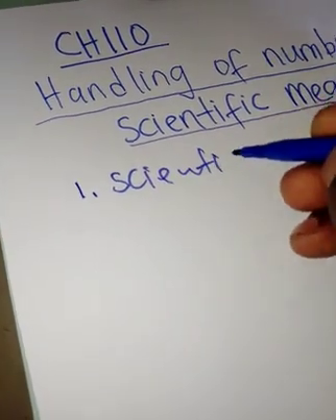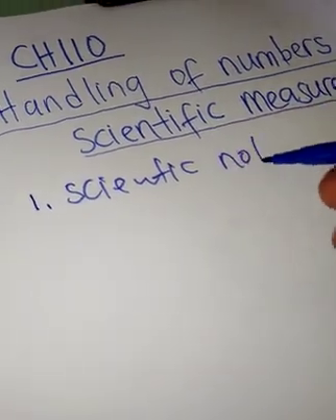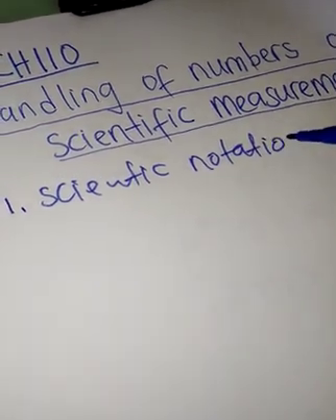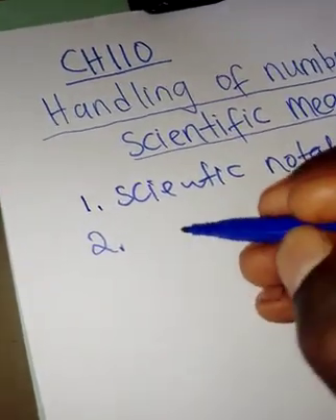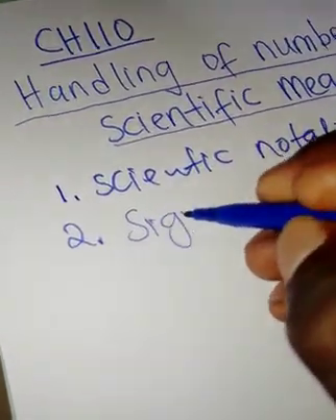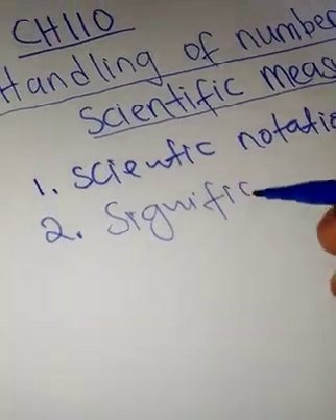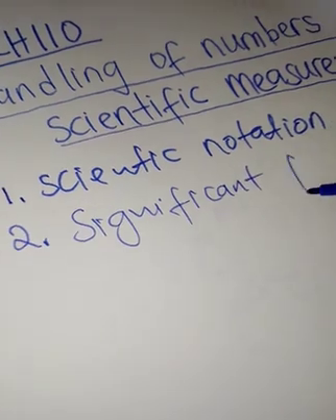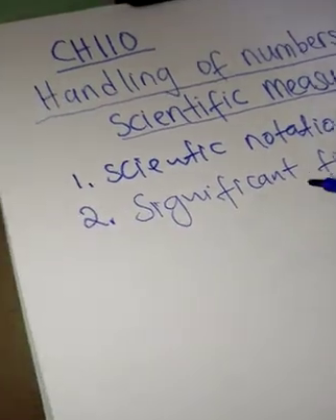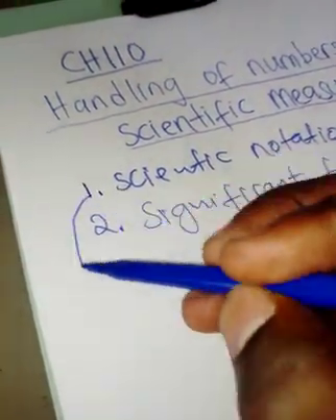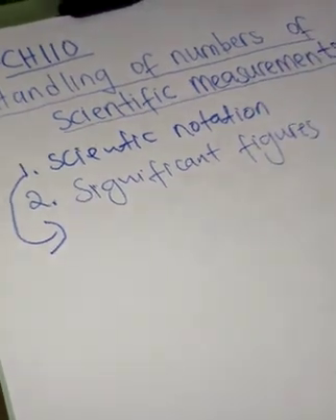scientific notation, and the second one involves the use of significant figures. Okay, so let's start with the first one, which is scientific notation.